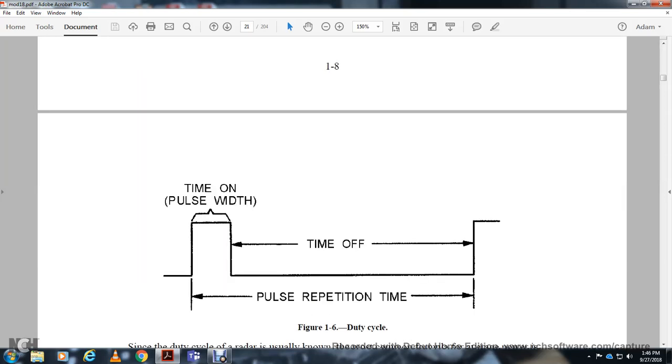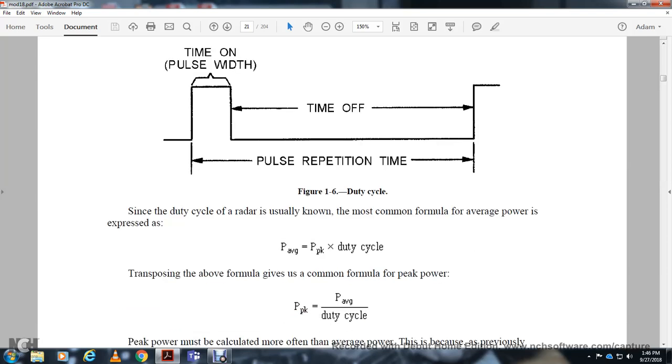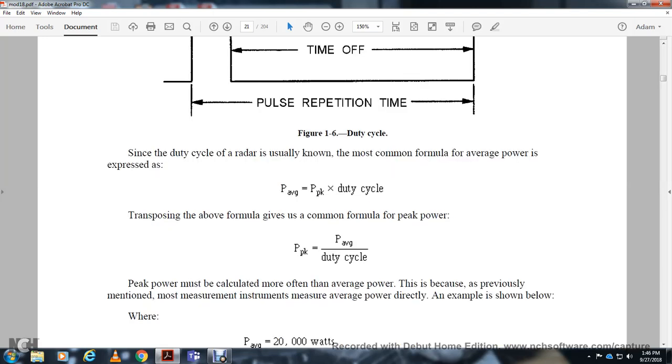Total time of the pulse width at the time off of the pulse repetition time. The duty cycle of the radar is usually known, but the most common formula for average power is expressed as peak power times the duty cycle. Transposing the formula, the common formula for the peak power is: peak power is equal to the average power over the duty cycle.